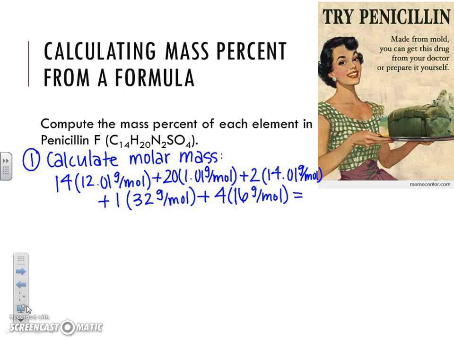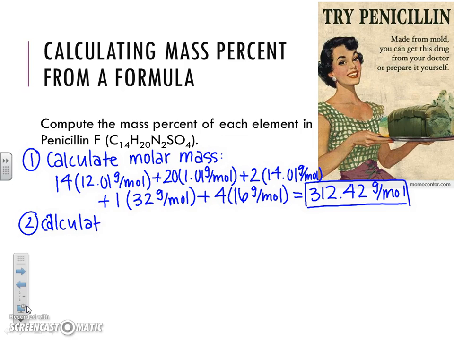So if I multiply this out and add all of the components up, I wind up with a molar mass of 312.42 grams per mole. So this is the mass of my compound penicillin F. So I'll need to use that later. Now, let's just go ahead and start with carbon since it's the first element in the compound. So we're going to calculate the mass percent of each element.